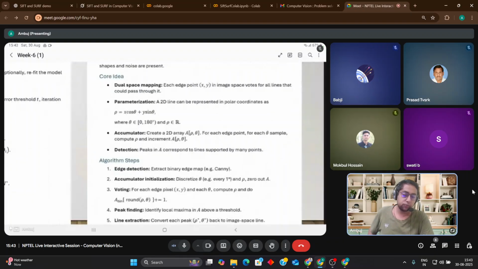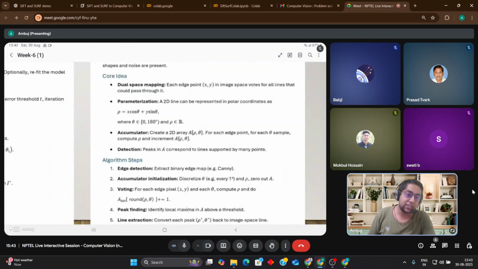And for the Hough transform, it is a simple algorithm which performs edge detection. Each edge point x comma y in image space votes for all lines that could pass through it. For the parameterization, a 2D line can be represented in polar coordinates as rho equal to x cos theta plus y sin theta, where theta belongs to the interval 0 to 180 degrees and rho belongs to R. Then you build the accumulator and detect.